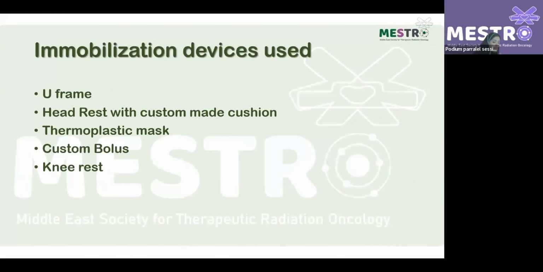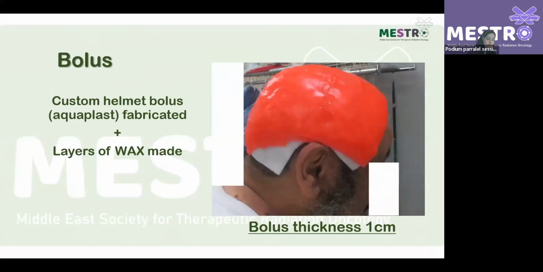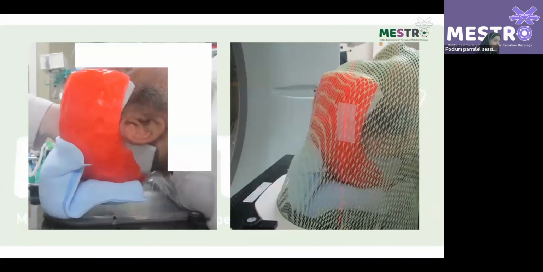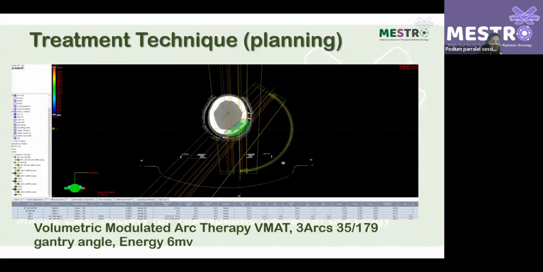The embolization devices that we used for him were a U-frame and headrest, in addition to a custom-made cushion, thermoplastic mask, custom bolus, and knee rest. And here is the bolus that we made using Aquaplast material, shaped as a helmet in the base and adding layers of wax to achieve a thickness of 1 centimeter. And when the patient lies down, we use the cushion to support and stabilize the bolus and to ensure reproducibility. And the mask as well was made according to the shape of the bolus and cushion to fit easily every day in the treatment and assure reproducibility as well.